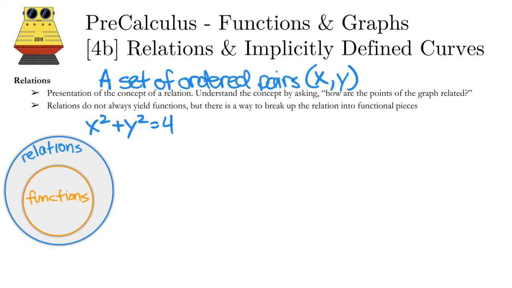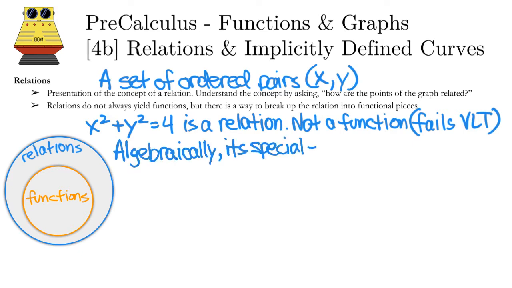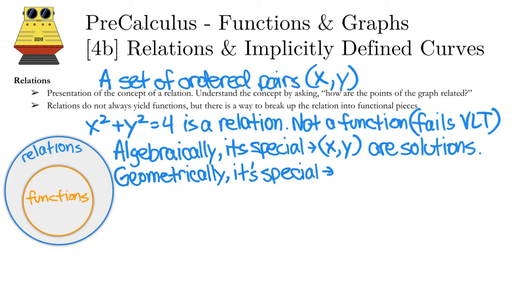Here's a specific relation, x squared plus y squared equals 4. This equation represents a circle centered at the origin with radius 2. It's not a function because it fails the vertical line test. There are multiple y values that correspond to each x value. Algebraically, the relationship is special because all of the ordered pairs, x, y, are solutions to that equation. Also, geometrically this relationship is special because the points form a circle.